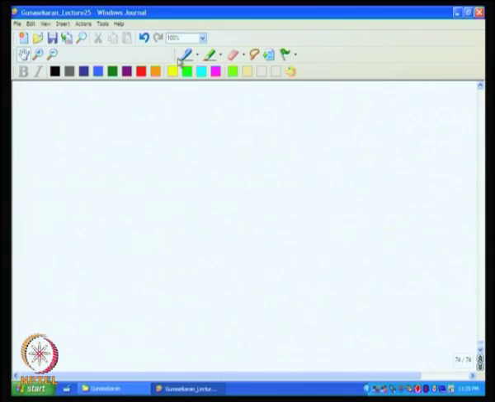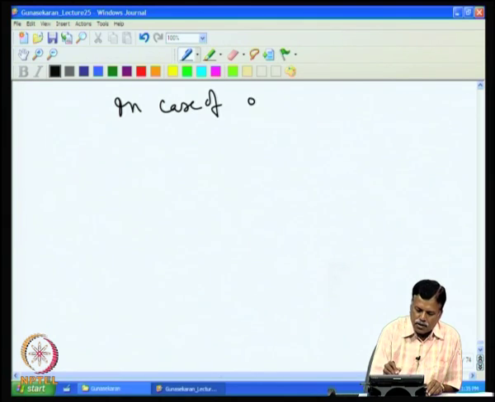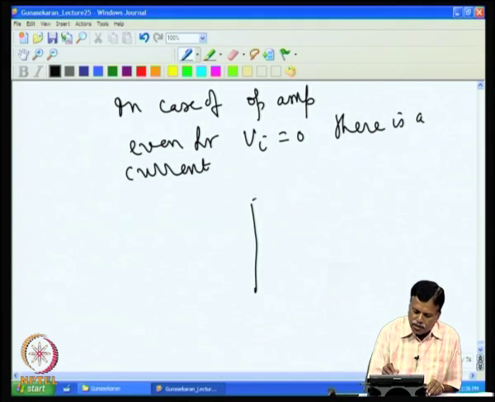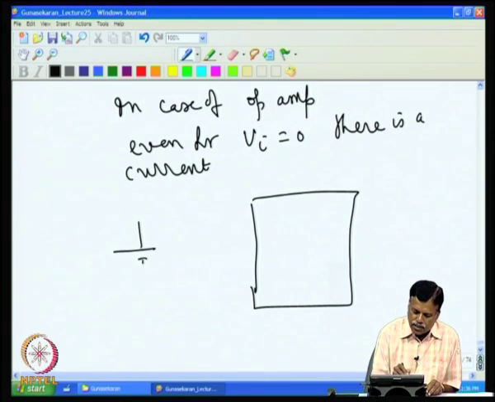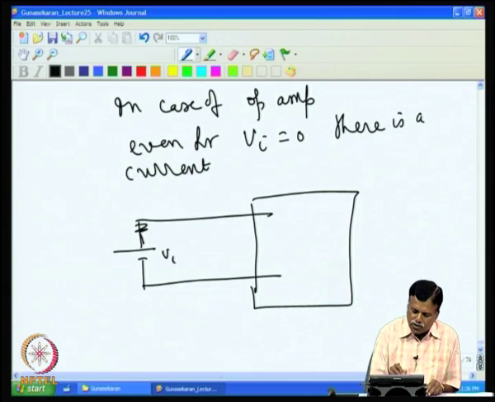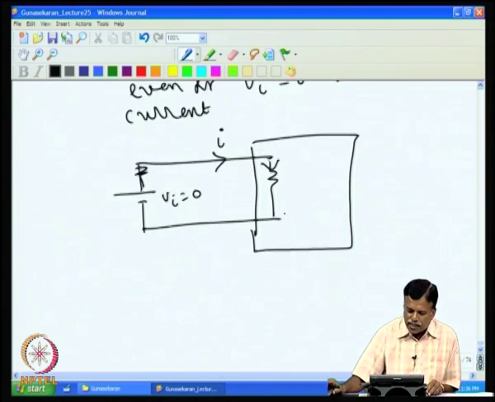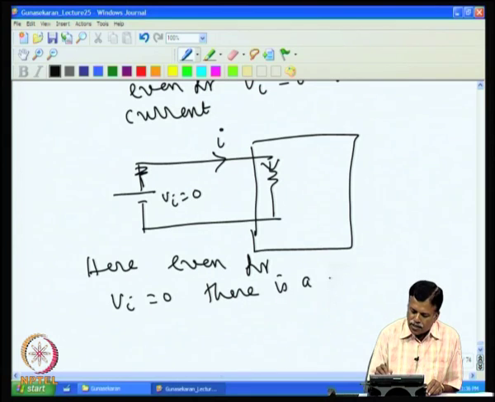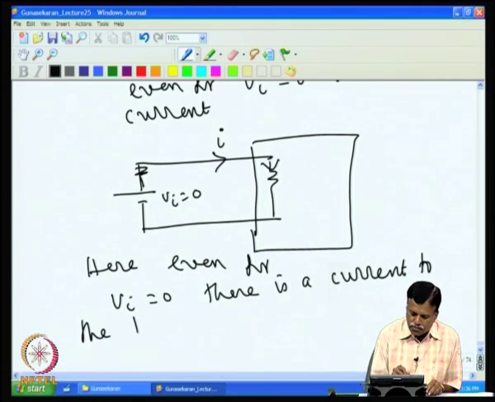That means, in case of an op amp, even for Vi equal to 0, there is a current. If I assume this is an op amp based instrument, and I have a resistance here, even with Vi equal to 0 you will find there is a current I. A current actually flows through this, which is not the case in a passive circuit when Vi is equal to 0. So even for Vi equal to 0, there is a current to the input.